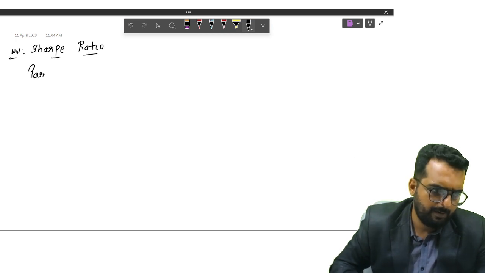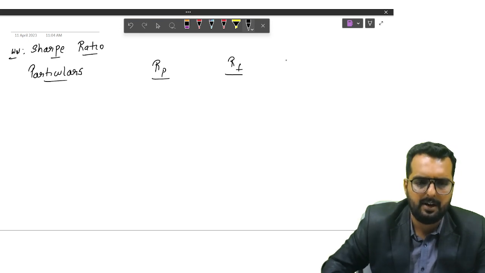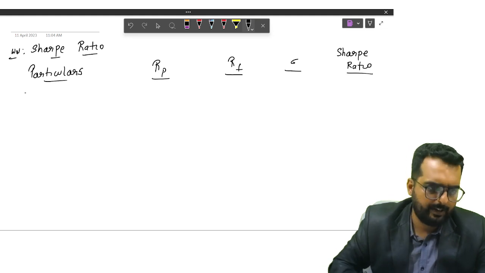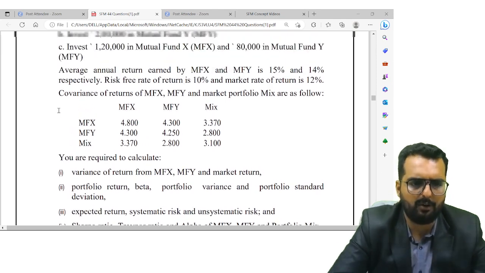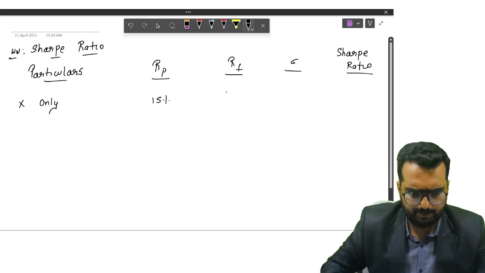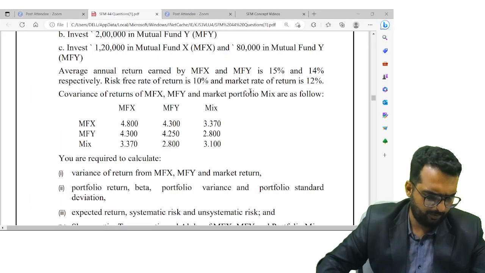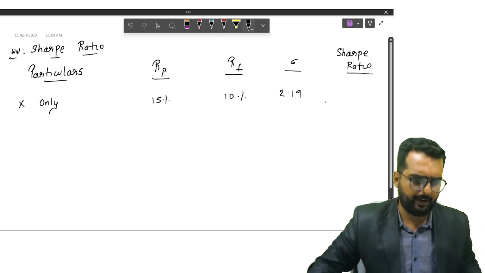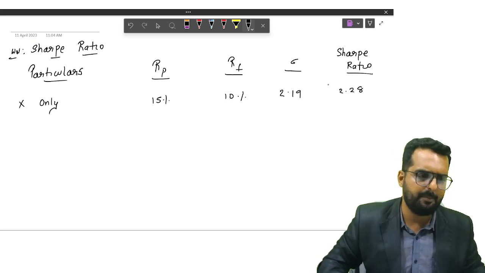So what is the formula for Sharpe ratio? It will be Rp minus Rf divided by standard deviation. So first case is what? Mutual fund X only. So if I take X only, what is the return of X that is given over here? 15%. Rf is how much? 10%. What is the standard deviation of X? 4.8, the square root, that is 2.19. So it will be 5 divided by 2.19. You get the number as 2.28 as the Sharpe ratio for the first one.